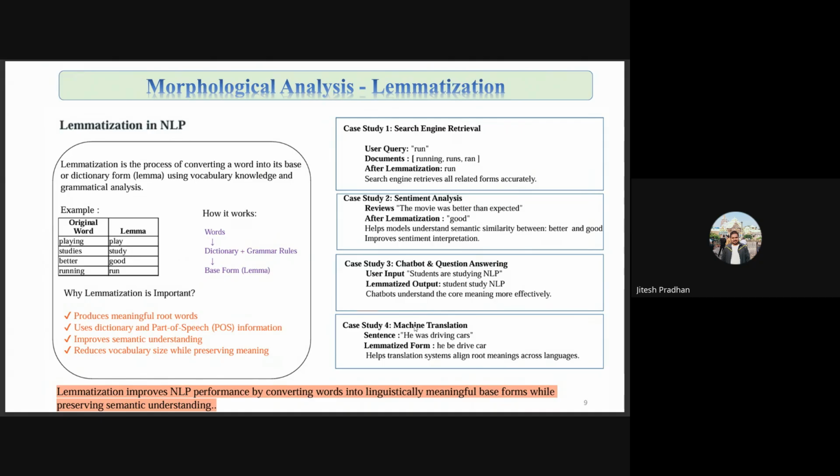Okay, now we have machine translation. He was driving cars. Okay, the lemmatization form will be: he will be he, was will be be, driving will be drive, and cars will be car. So we have this root information so that it can be translated. So these are common examples of lemmatization.